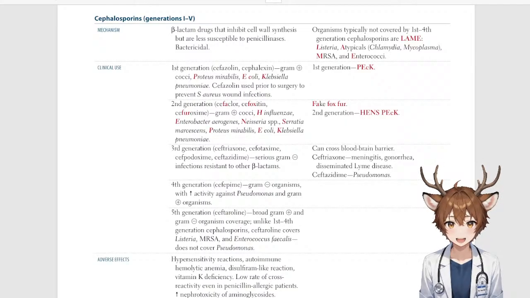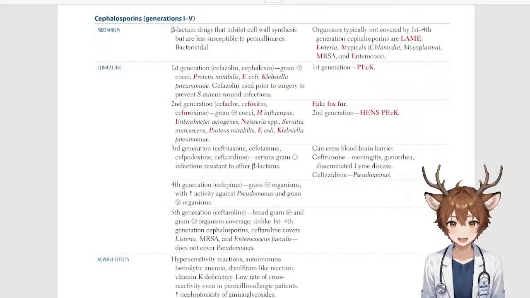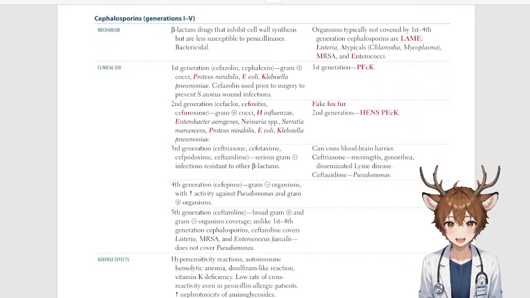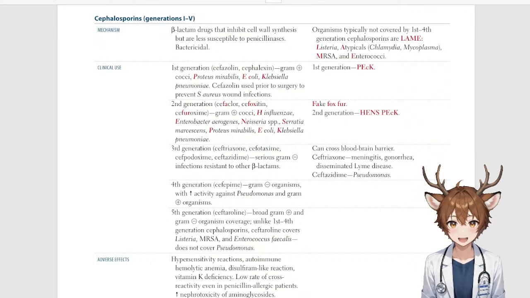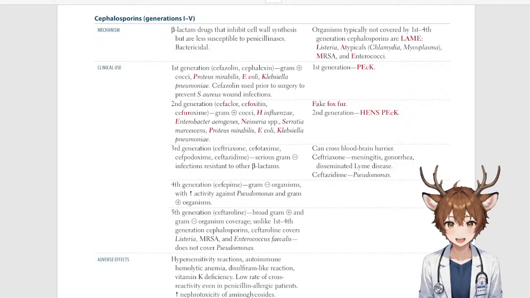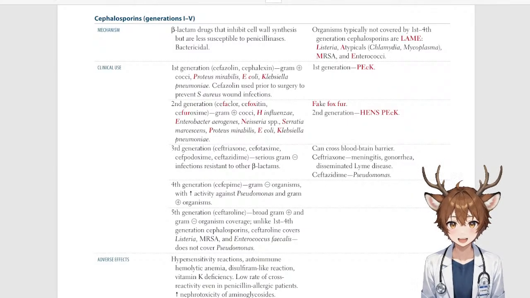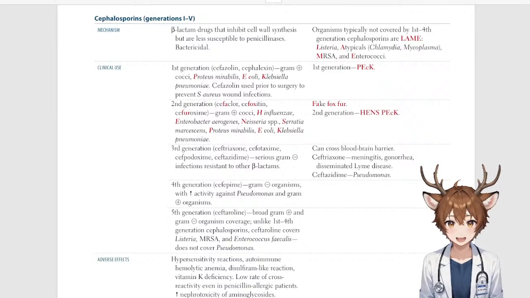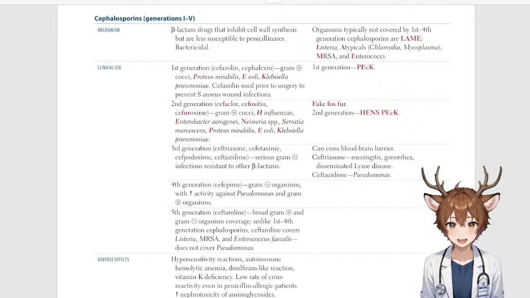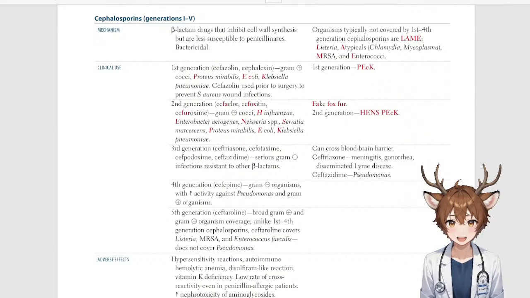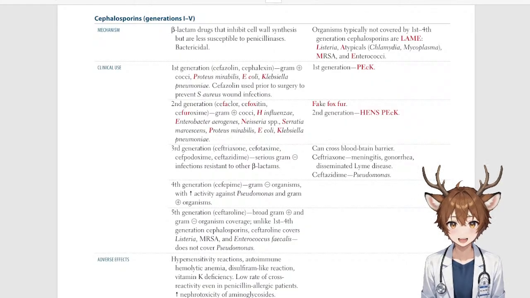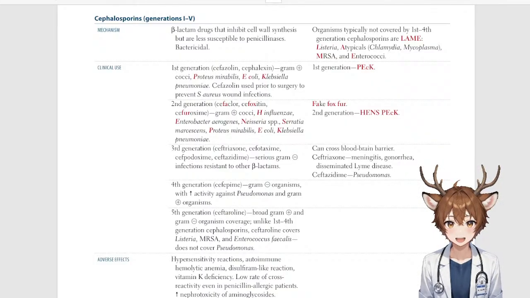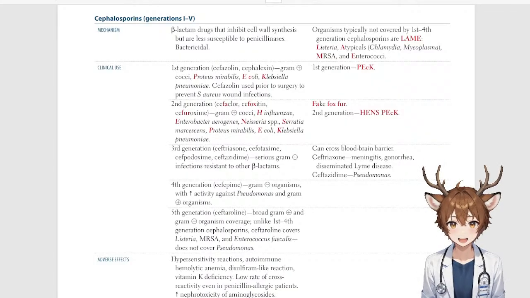What about third generation? This one's going to be a very, very well-known one. Ceftriaxone, very important. Cefpodoxime, ceftazidime, and cefixime. Serious gram-negative infections resistant to other beta-lactams. Can cross the blood-brain barrier. Ceftriaxone treats meningitis, gonorrhea, disseminated Lyme disease. Very important, by the way. Ceftazidime for Pseudomonas. Okay. Fourth generation: cefepime, gram-negative organisms with increased activity against Pseudomonas and gram-positive organisms.